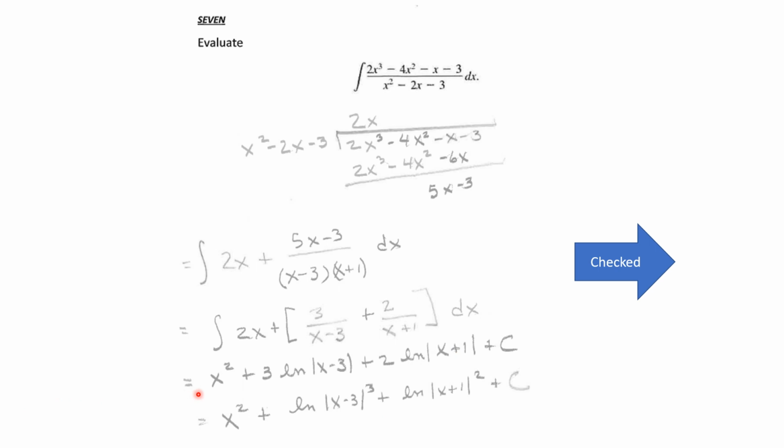Then you integrate it, you will get x squared. Here you will get 3 ln absolute value of x minus 3 plus 2 times ln absolute value of x plus 1 plus the constant of integration. And that could have been written this way. I would count either one of those correct. And so that's how you get full credit on problem 7.